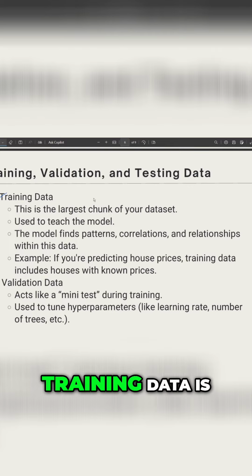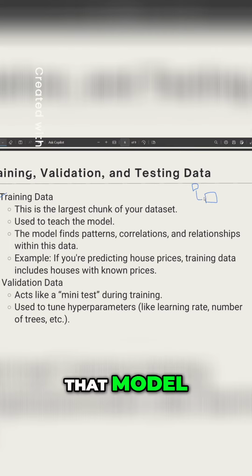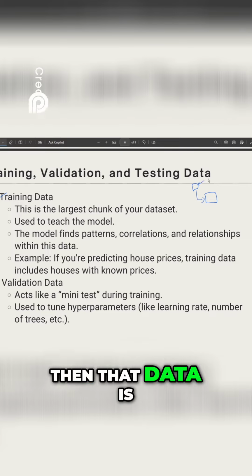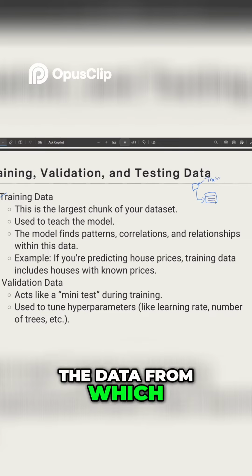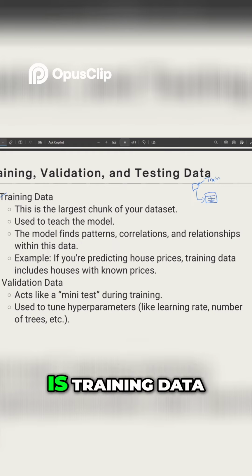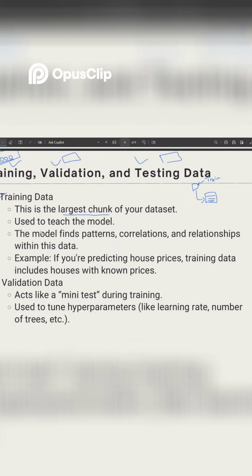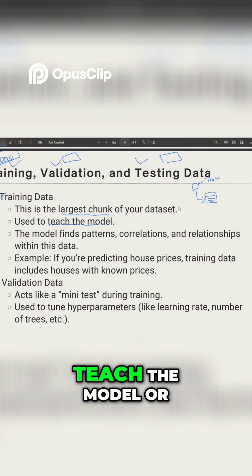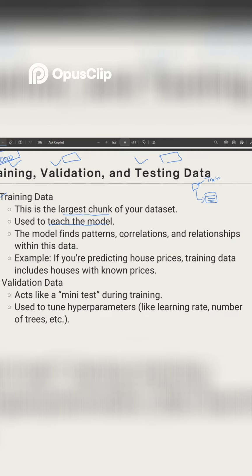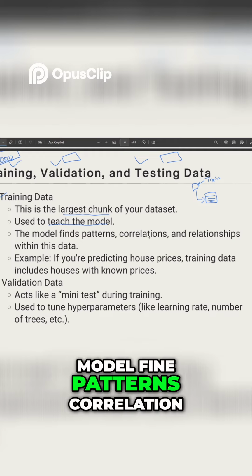So training data is, obviously, you have your ML model and you need to train that model. The data from which your model gets trained is known as training data. It is the largest chunk of data. It is used to teach or train the model, and it also helps the model find patterns and correlations.